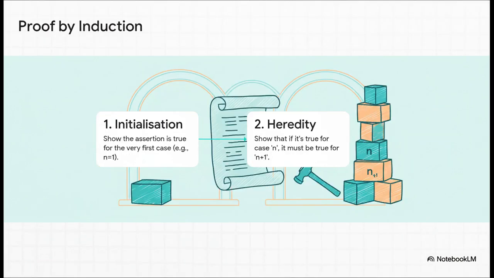Proof by induction is kind of like setting up a massive line of dominoes. First, you have to prove that your statement is true for the very first case. That's like knocking over the first domino. Then, you prove that if any given domino falls, it's guaranteed to knock over the next one in line. Once you've done both of those things, you've proven it's true for all of them, forever.